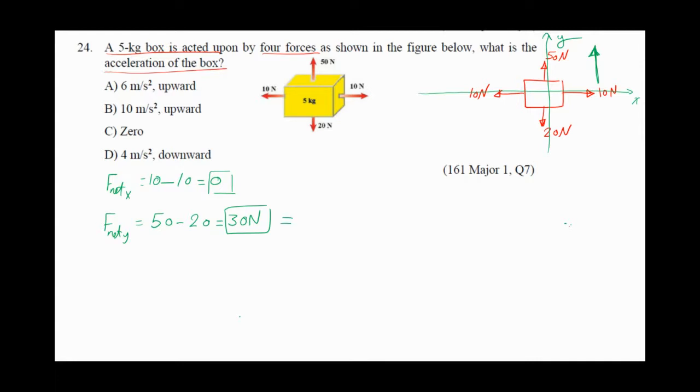So the net force here, I have no net force in the x direction. So I have net force in the y direction. So this is the mass times acceleration. The mass is 5 kilogram. So the acceleration is 30 divided by 5, 6 meter per second square. And as we said, the direction is upward.